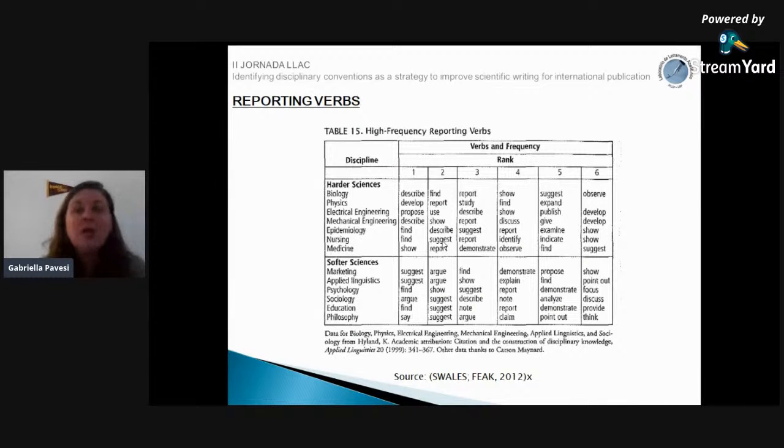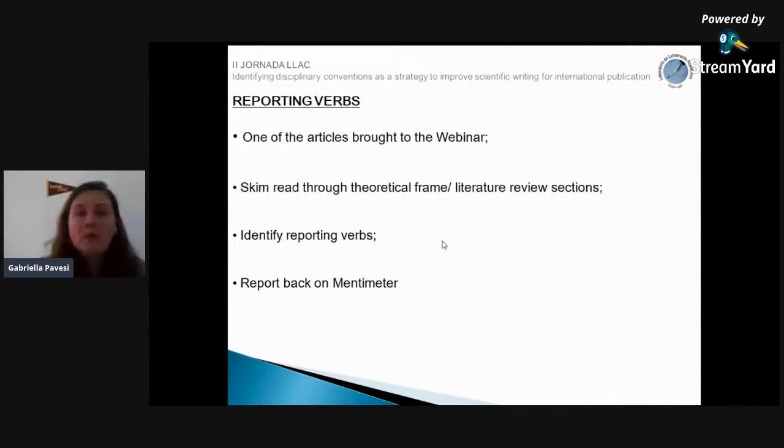So we gather information on the choices that our area most commonly makes to later make our own decisions. So what we are going to do now, focusing on reporting verbs, is a brief hands-on task with the seminal article that you brought for the seminar, okay? I'm going to ask you to take one of them, and skim through the theoretical frame or the literature review section of your article. I am suggesting the theoretical frame and literature review, but if you are aware that your field has other sections that could have references to other work, you can read the one that you find yourself more comfortable with, okay?